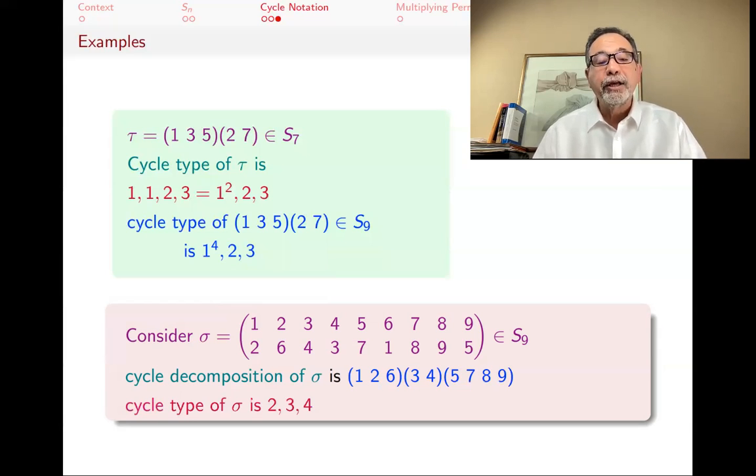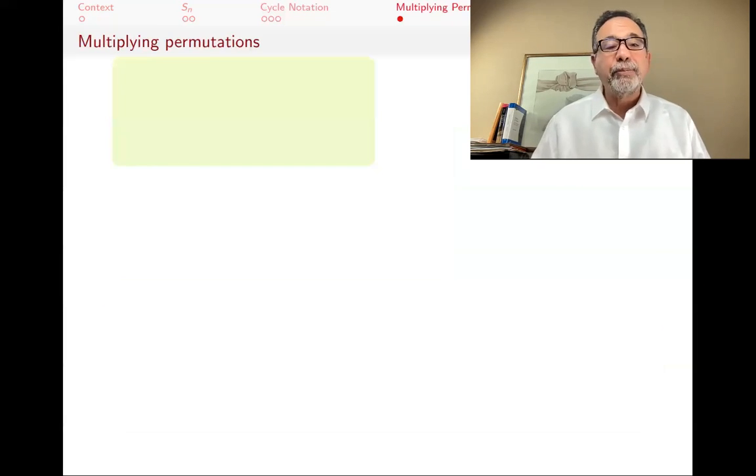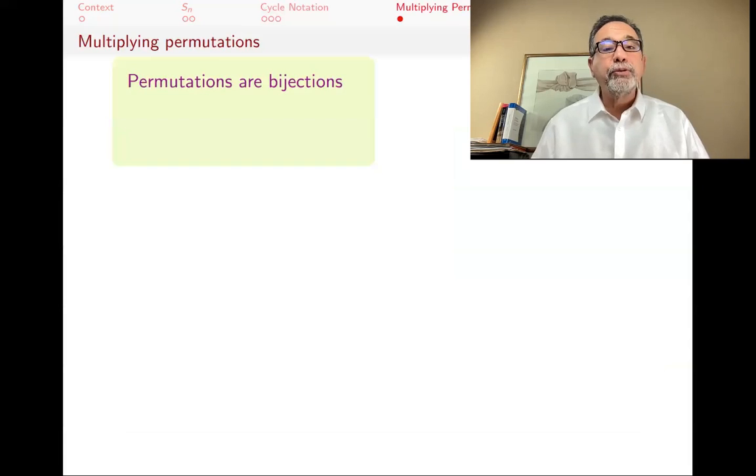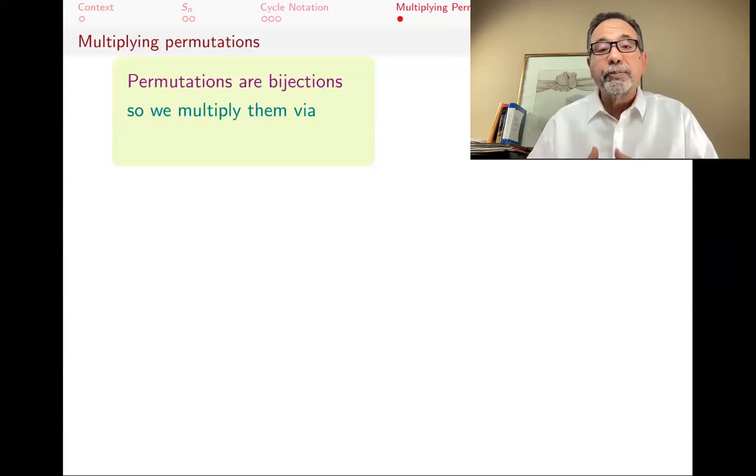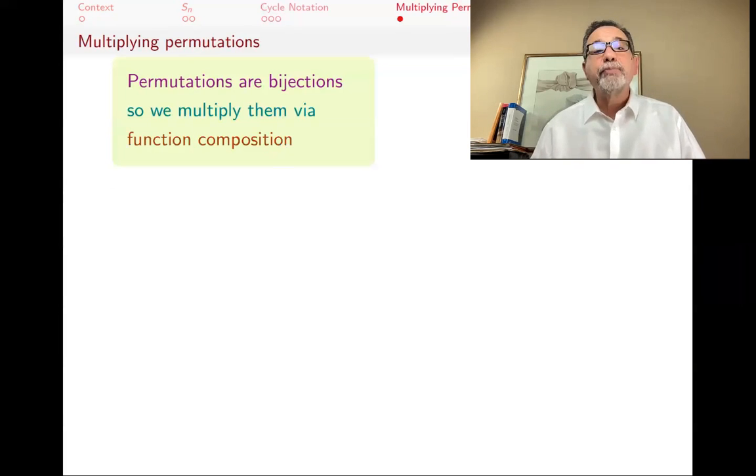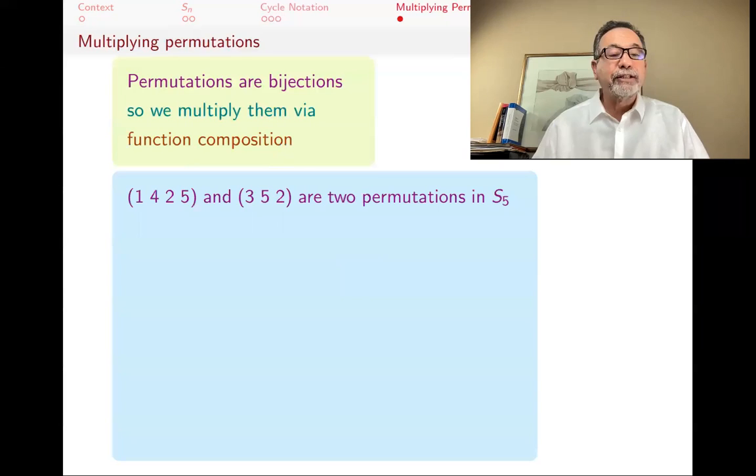And the cycle type is 2, 3, 4, because there's one cycle of length 2, one of length 3, and one of length 4. Let's talk about multiplying permutations. Permutations are bijections. They're one-to-one onto functions. And so the way we multiply them, just like we multiply one-to-one onto functions, is via function composition. Let's look at an example.